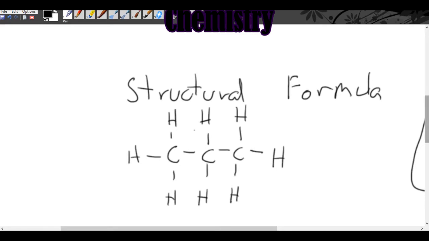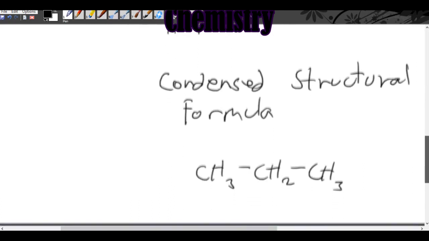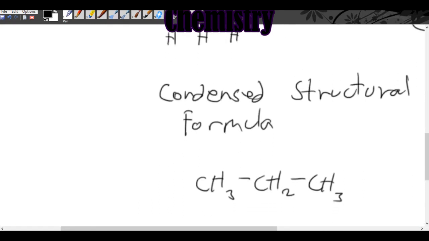Now here we have a condensed structural formula where we just kind of compress the carbon and hydrogen bonds, making it a CH3, CH2, and CH3. So these are all, by the way, propane here.